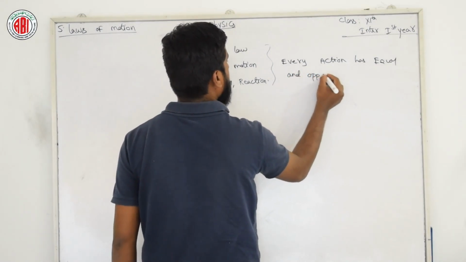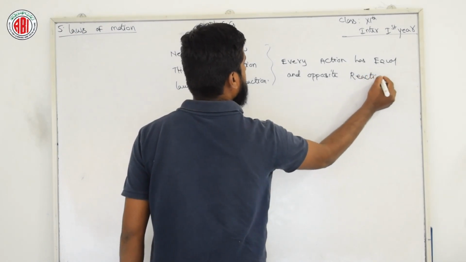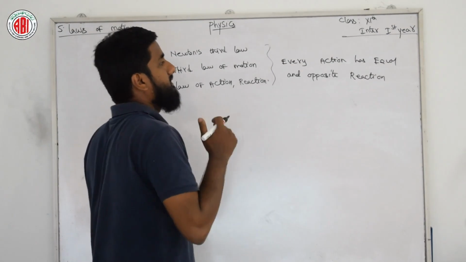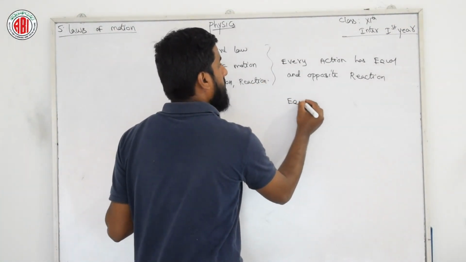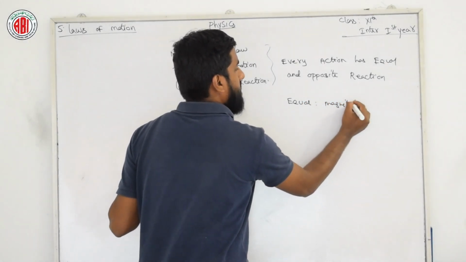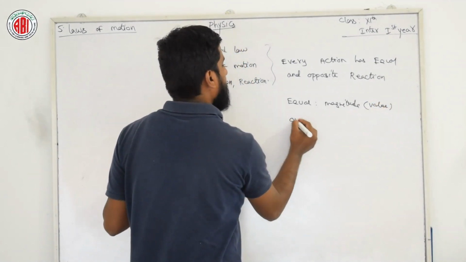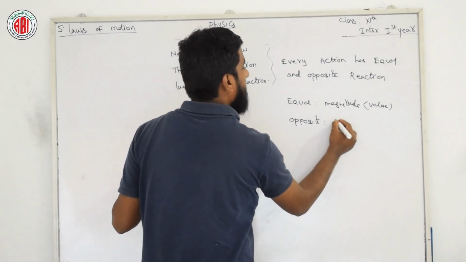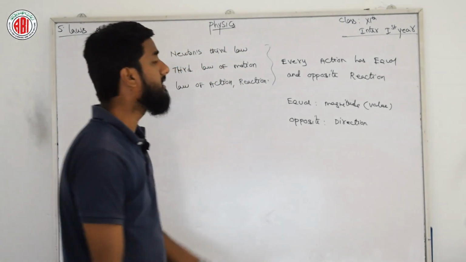You can just remember this for Newton's third law of motion, and this definition is standard for lower classes or higher classes. But you need to remember one thing: equal in the sense of magnitude, where magnitude is nothing but value, whereas opposite is in the sense of direction. I will give you a few examples related to Newton's third law.